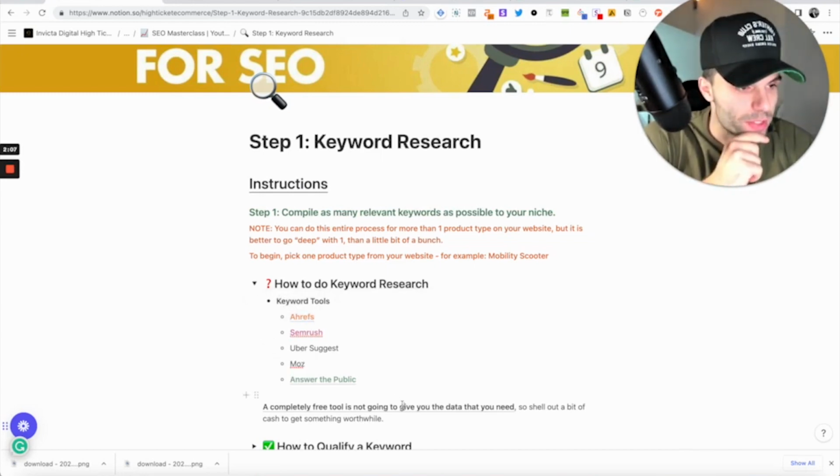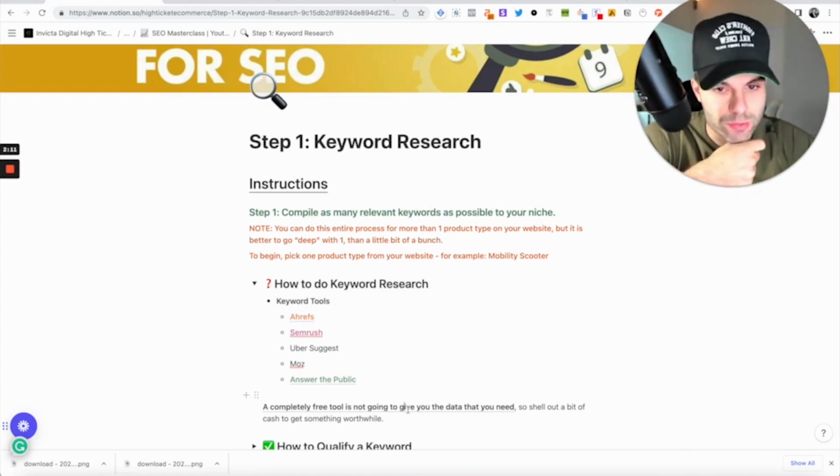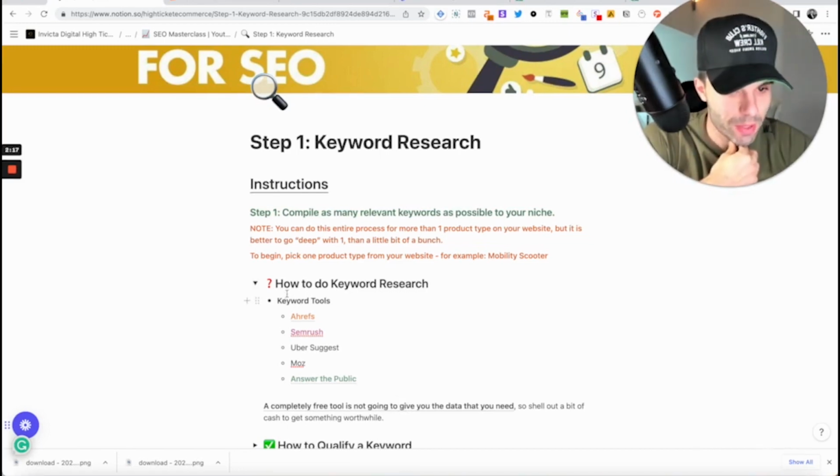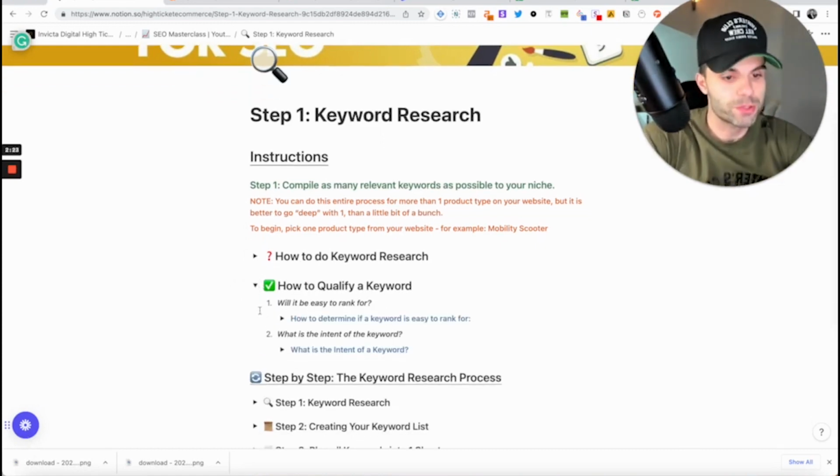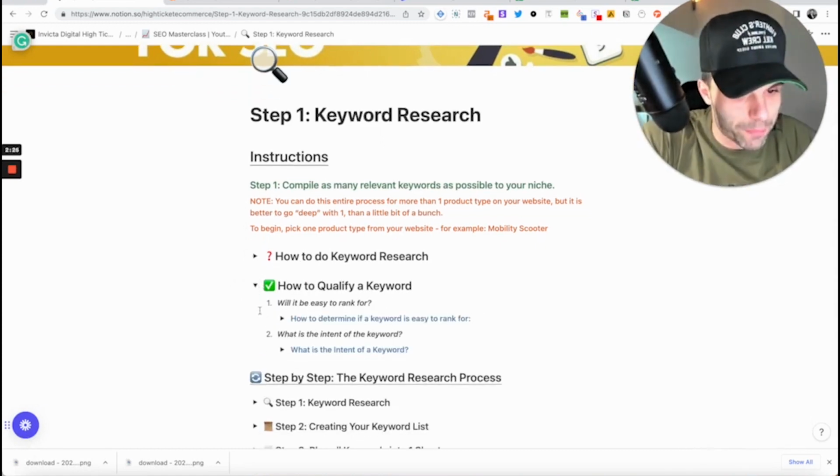You do likely need a free one or at least a free trial of a paid tool. The free ones themselves will not give you the information that you need to do this correctly. So how to do keyword research? Definitely need a good keyword tool. How to qualify a keyword? There are two things we want to look at. Will it be easy to rank for?